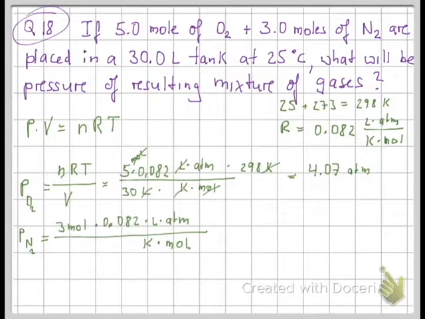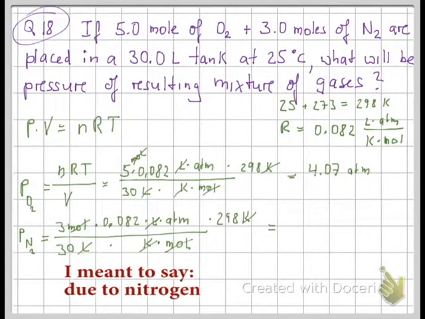Also in 30 liters. And then the temperature also is 298 kelvins. Again, the kelvins cancel, the moles cancel, the liters cancel. Okay, we got everything canceled. The only thing that doesn't cancel is the atmospheres, which is fine because we want to have pressures. This one is due to the oxygen, so we'll do the same calculation.